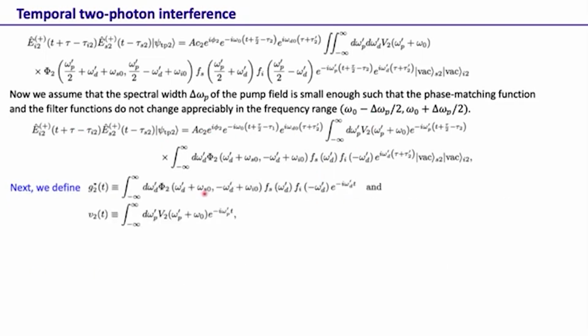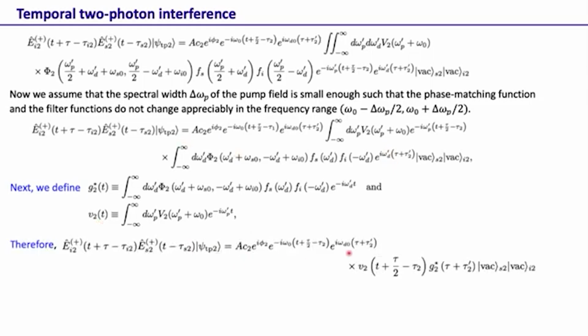Now let's define two quantities. First is this G2 star of t, which we define as just this quantity with the time argument t. This is a function of t. Similarly, we define this quantity as V2 of t, and therefore we can write this one as V2 of t plus tau by 2 minus tau by 2, because the definition here is for t, but we have t plus tau by 2 minus tau by 2. Similarly, this definition is for I omega d prime of t, and inside we have t plus tau by 2 prime, and that's why it's like this.